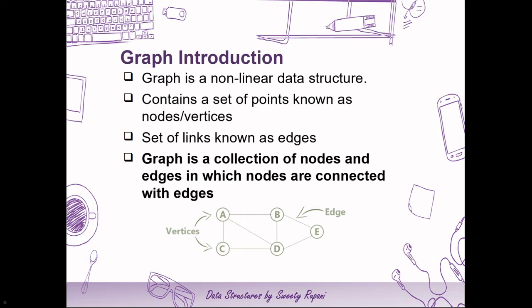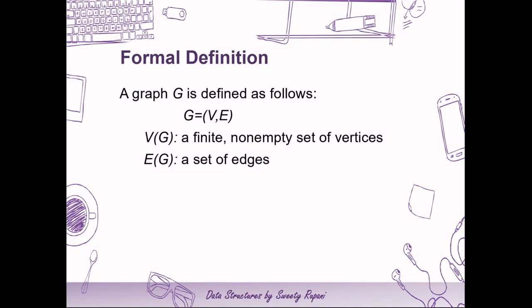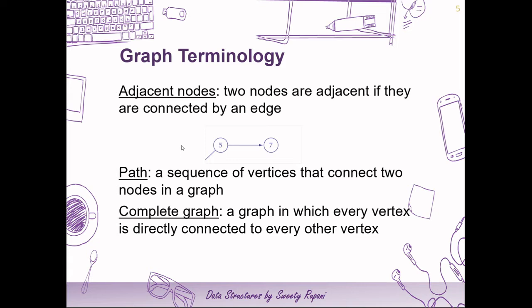Let us now see how formally we represent a graph. A graph is defined as follows, where G equals (V, E). We will be provided with the vertices. There should be a finite number of vertices and edges that connect those vertices. Let us now have a look at graph terminology. So in this, let us get acquainted with this.